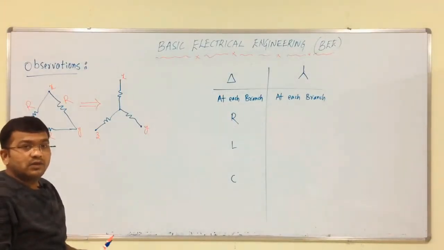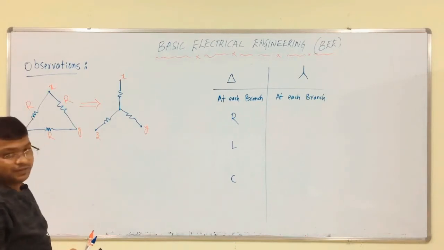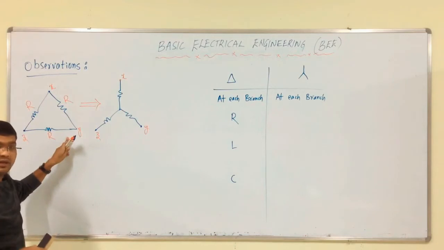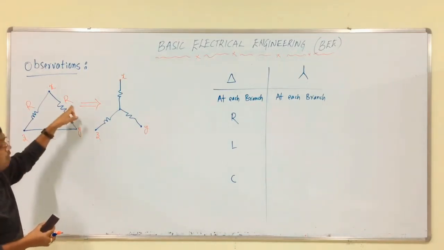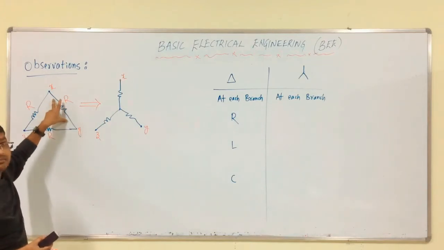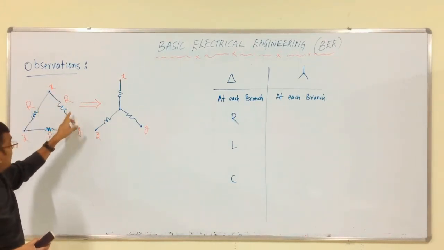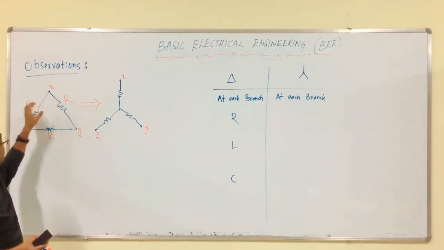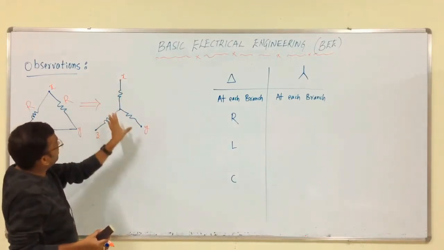Now we have to observe some important observations. The given network is, for example, a delta connected network having a resistance of R in every branch. Between x and y we have R, between y and z we have R, between z and x we have R. Then what is the resistance between these two, between these two?